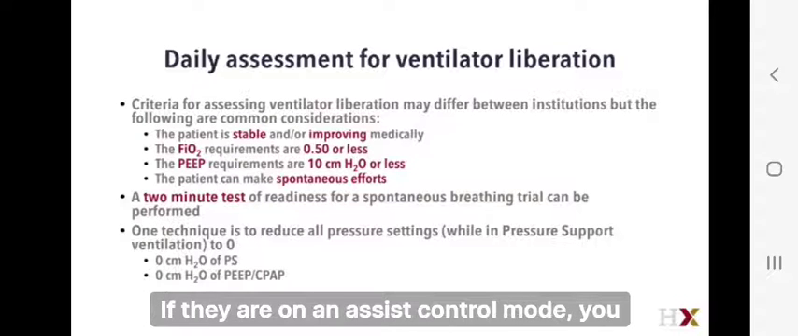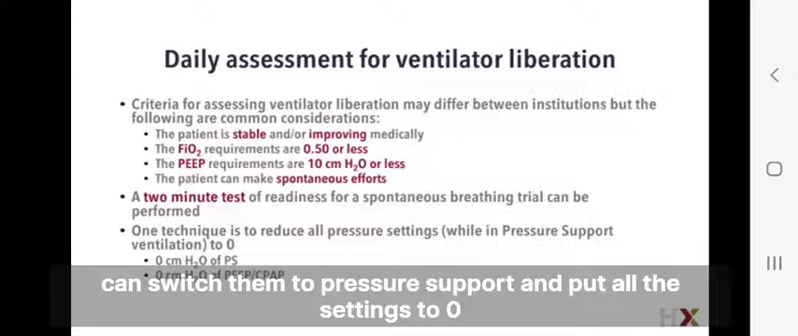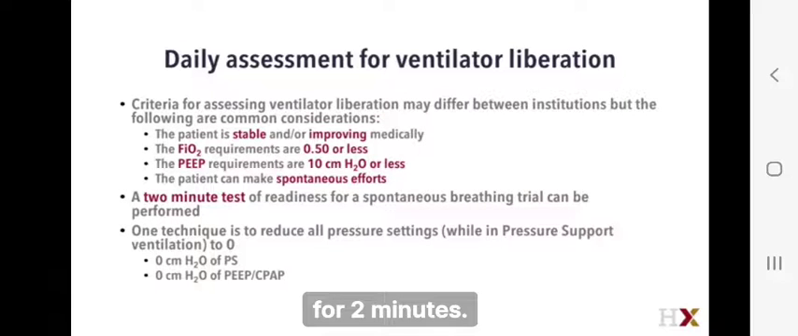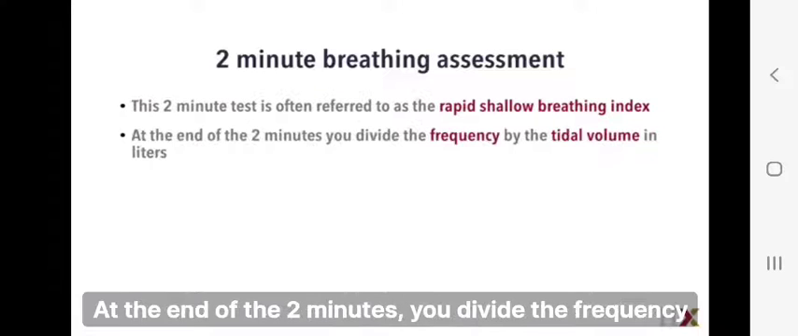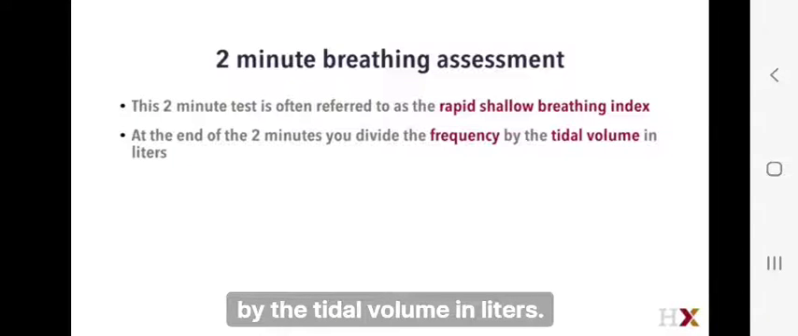If they are on an assist control mode, you can switch them to pressure support and put all the settings to 0 for 2 minutes. This 2-minute test is often referred to as the Rapid Shallow Breathing Index. At the end of the 2 minutes, you divide the frequency by the tidal volume in liters.